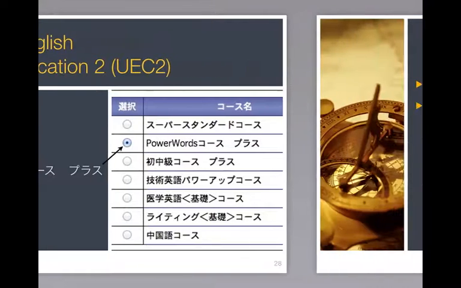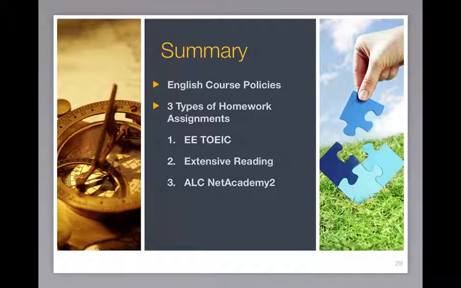I will summarize what I've just told you about the English course policies. If you're absent 3 times, you will fail the course. If you don't do all your homework, you will not get credit for the course. I've told you about the 3 types of homework assignments: the ALC TOEIC, extensive reading, and ALCnet Academy.